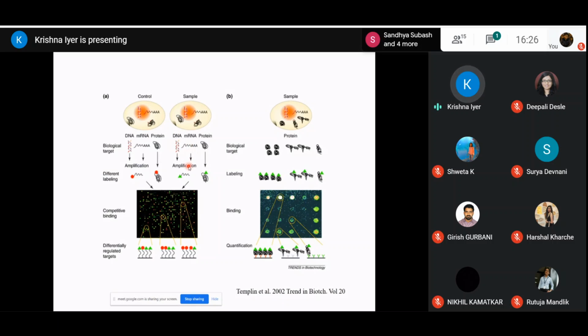Now see what I do very interestingly. When I label, I label the control mRNA with a red tag, and I label the sample mRNA with a green tag. Now see what I do. On this DNA chip, as it is called, are a lot of probes whose sequence is complementary to the genetic sequence of all the P450s which are present in humans.